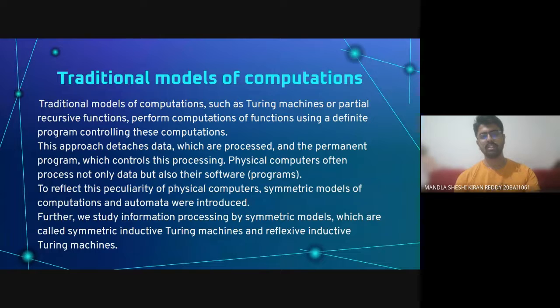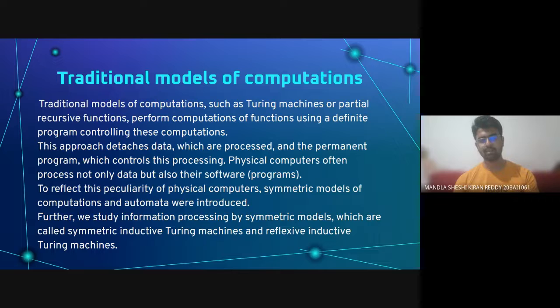The traditional models of computation, such as Turing machines or partial recursive functions, perform computations of functions using a definite program controlling these computations. So, this approach detaches data which are processed from the permanent program which controls this processing.